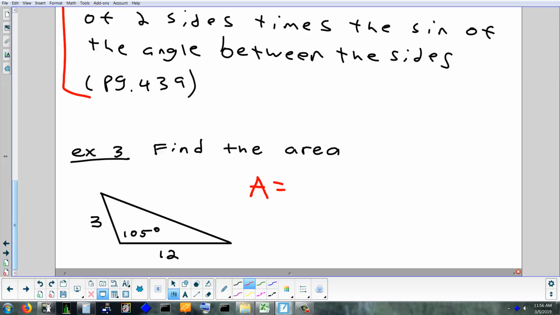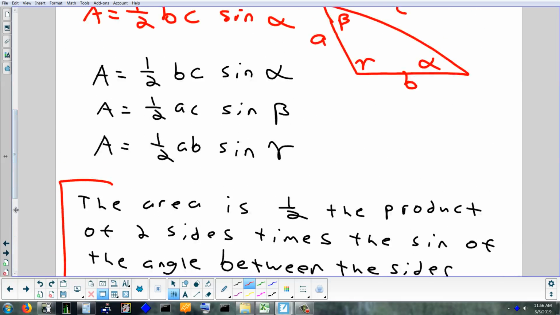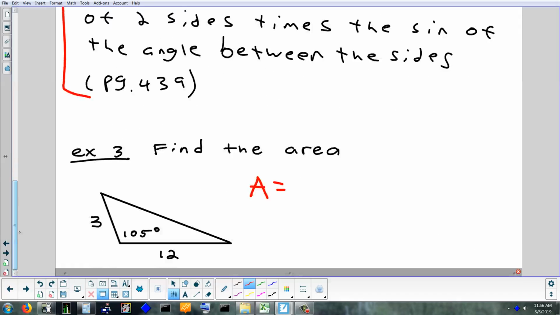Because the sides aren't labeled A, B, and C, you're not going to be able to say, oh, I'm just going to use a certain version of the formula. You really have to understand the idea of the formula, not which version of it you're using. Chris? 1/2 times 3 times 12 and sine 105. Yeah, that's it.